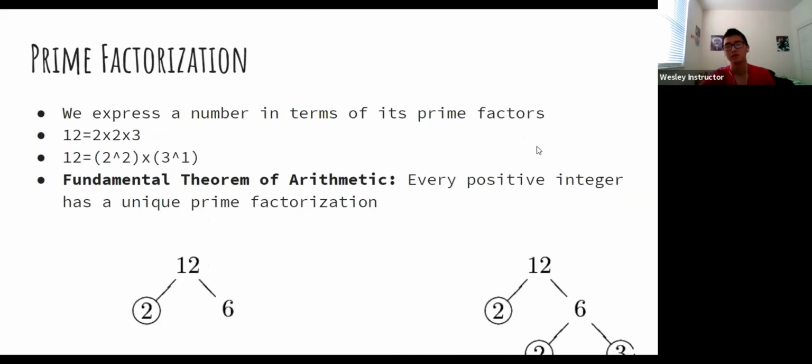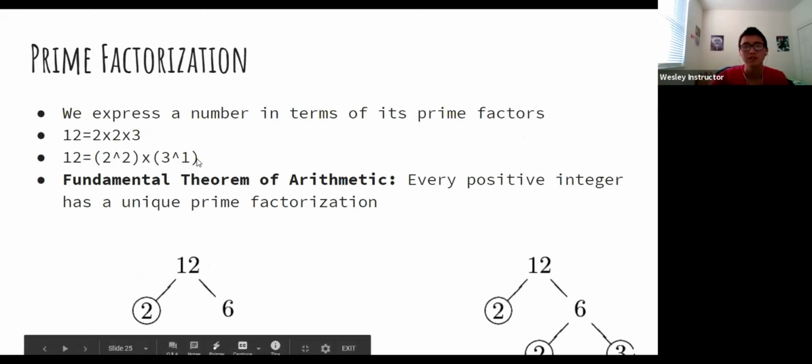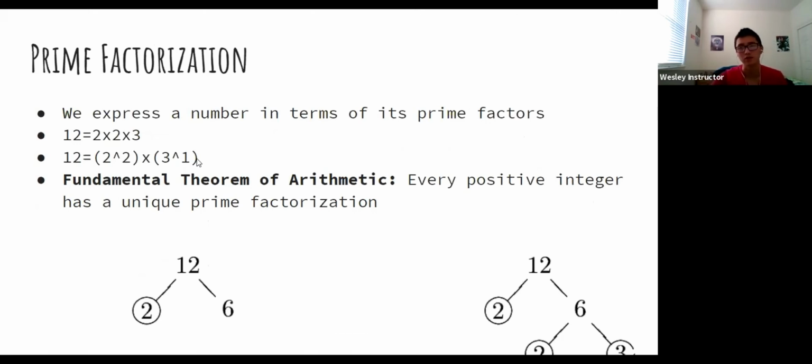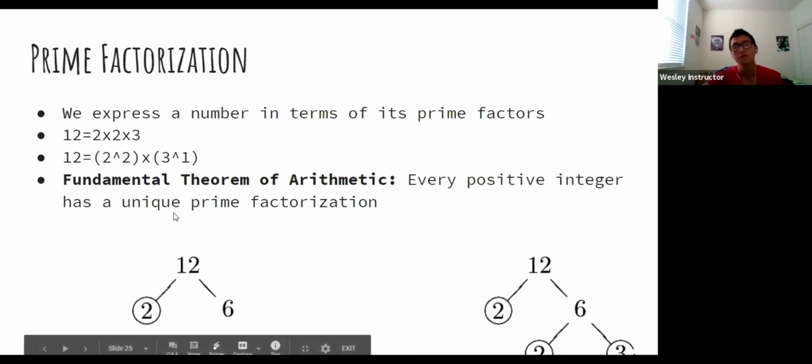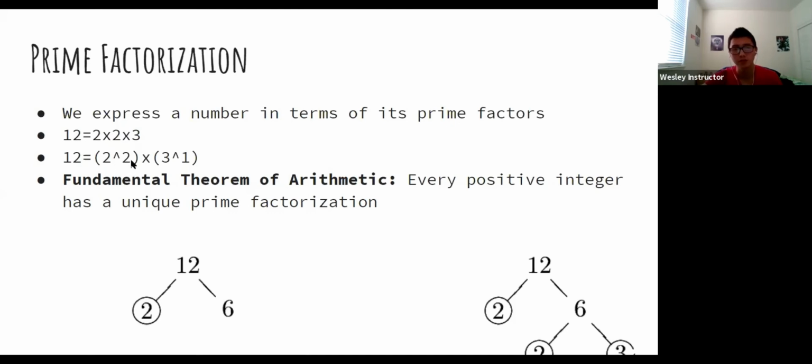Okay, so now we go to prime factorization. We can express a number in terms of its prime factors. So for example, 12, we can express this as 2 times 2 times 3. Those are factors of 12. They're all prime. And we can write this using exponents. So 12 equals 2 to the second power because there are 2 2s, and 3 to the first power because there's only 1 3.